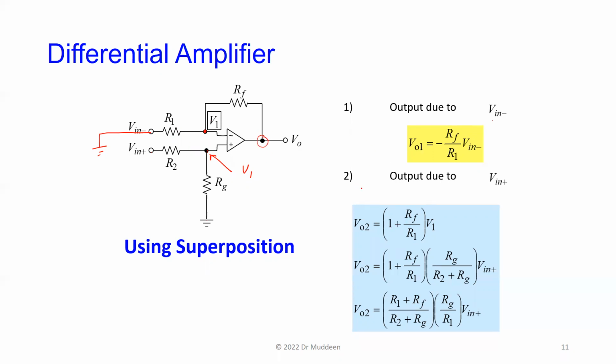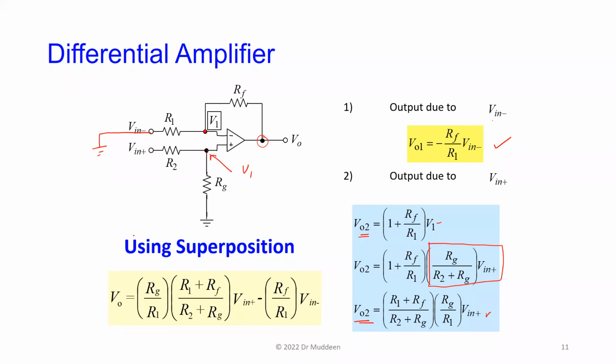Because it's a non-inverting amplifier, V out 2 is V here by 1 plus Rf over R1. And we know that V1 is this little bit here. So in other words, the second half of the output, due to Vn plus, is this. The first half, due to Vn minus, was this. Therefore, if I put Vn plus and Vn minus across the two terminals, the total output is the sum of those two. That is because we're using superposition.